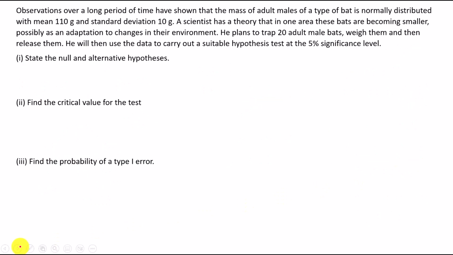Okay, we're going to look at this one, and we have several questions for this one. So observations over a long period of time have shown that the mass of adult males of a type of bat is normally distributed with mean 110 grams and standard deviation 10. So probably the first thing I'm going to write is that I have means are normally distributed with 110 as my mean, and then in this case the standard deviation is 10, so I'm going to have 10 squared over however many are in my sample size.